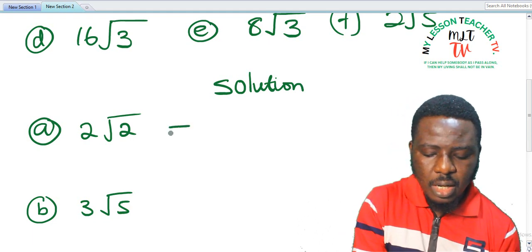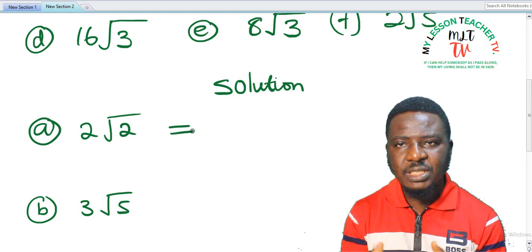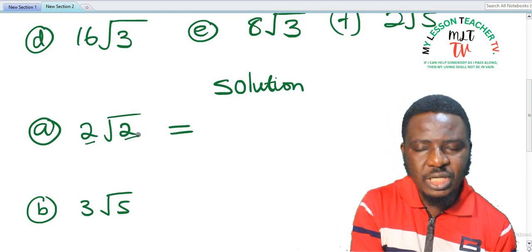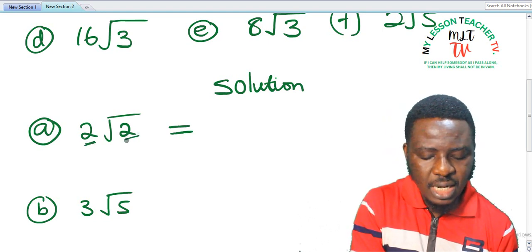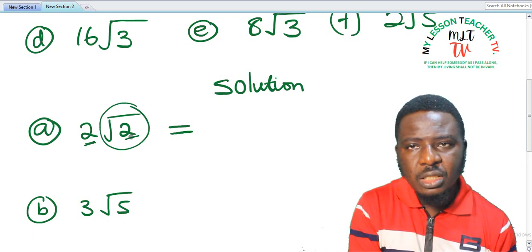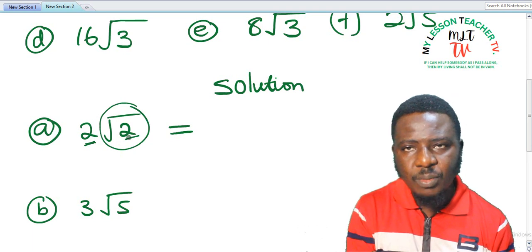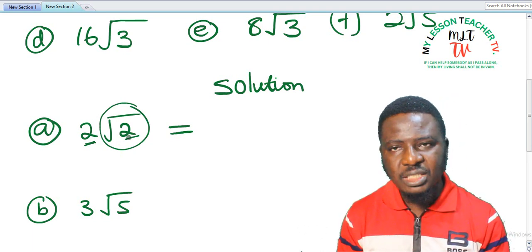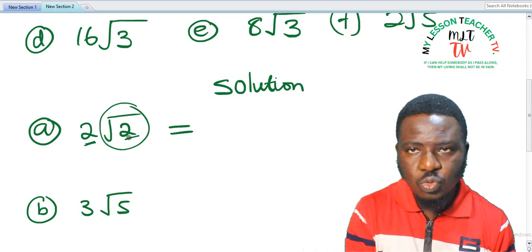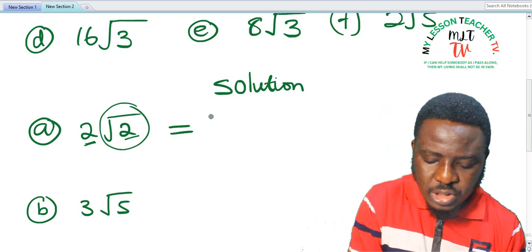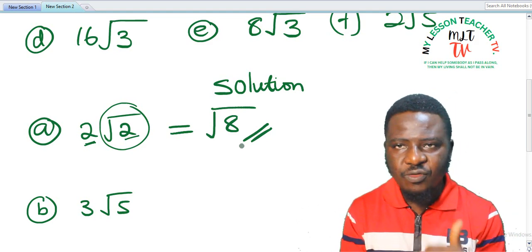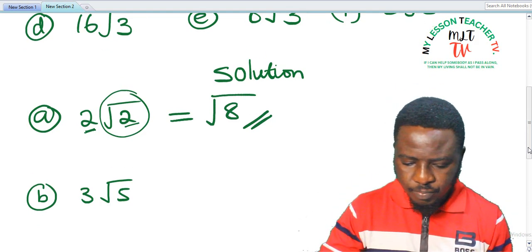Now I'm asked to express 2 root 2 in its basic single surd form. All I need to do is to square 2 and multiply it with the irrational part. This is the rational part and this is the irrational part. So square that of the rational part and multiply it with the digits under the square root sign and put all of them under the square root sign. That gives you the equivalence in its single surd form. So 2 squared is going to be 4, and 4 times 2 is 8. So 2 root 2 is equivalent to root 8, but you can still go through the method I gave you at the previous class and you arrive at the same answer.